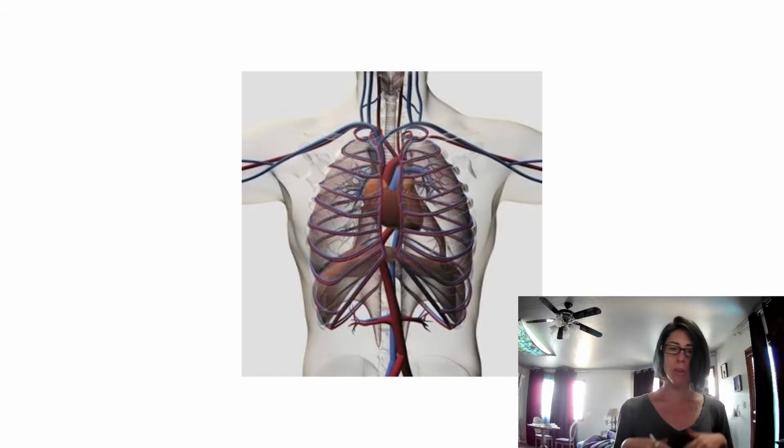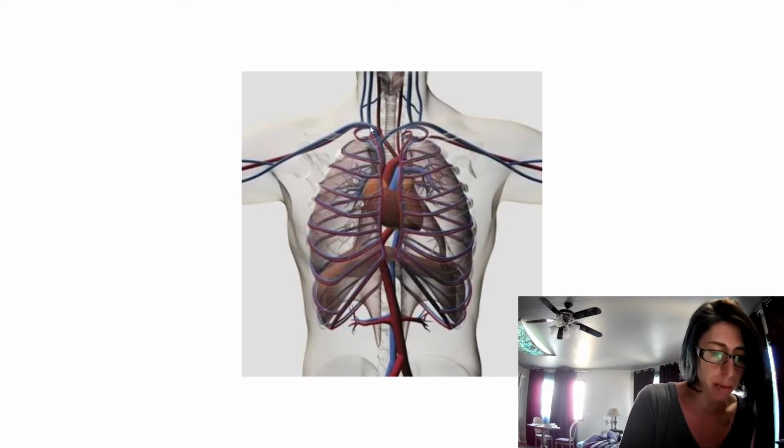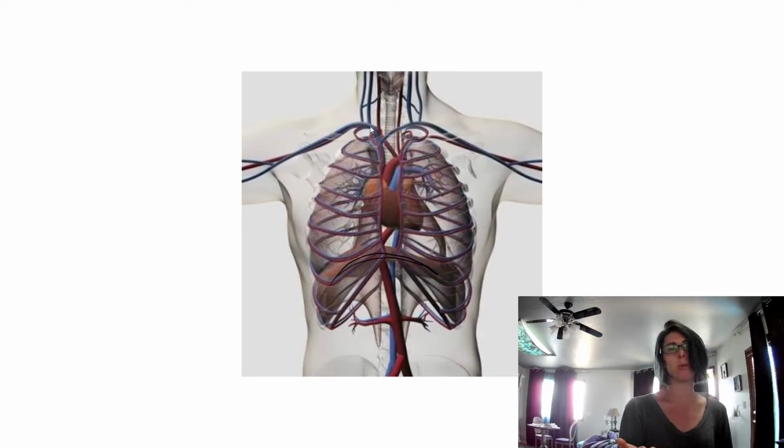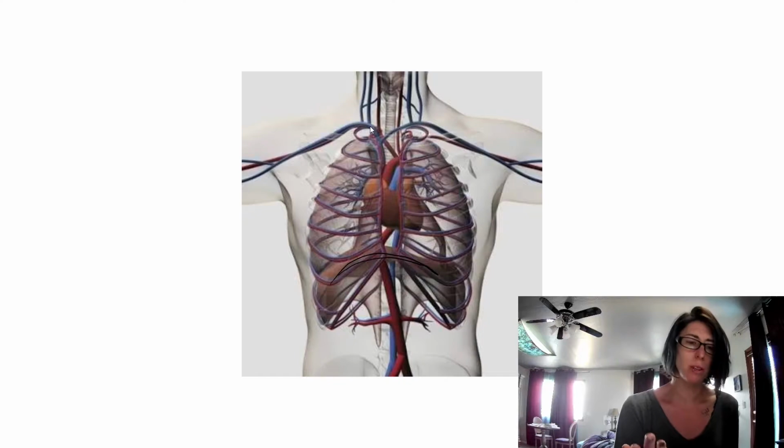All right, so the heart lies in what's called the mediastinum. The mediastinum is just this cavity that holds the heart and a few other things, and it lies between the lungs and above the diaphragm. This is the diaphragm, this arch. It's a muscle that's important for breathing. So saying the heart is in the mediastinum just means it's in this cavity between the two lungs and above the diaphragm.